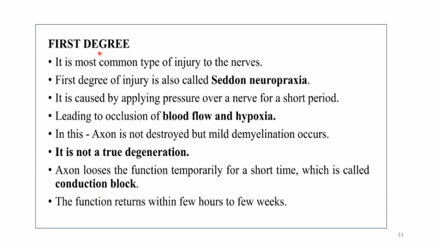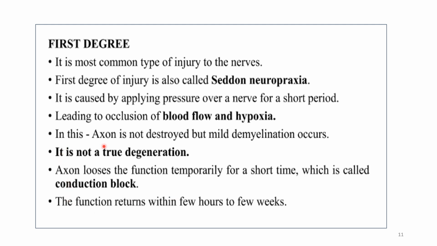See here, the first degree is the most common type of injury to the nerves. It is also called sudden neuropraxia. It is because of applying pressure over a nerve for a short period, for example in Saturday night palsy and a mild form of tourniquet palsy, leading to occlusion of the blood flow and hypoxia. So, if you tie a tourniquet tightly, what happens? Blood flow to that nerve is affected and there is hypoxia.